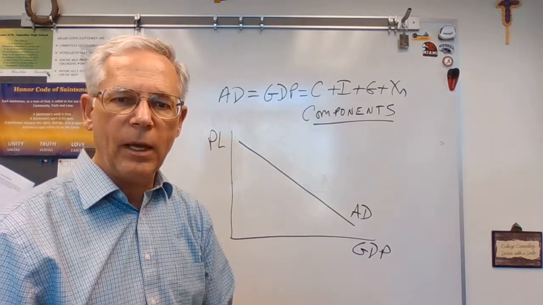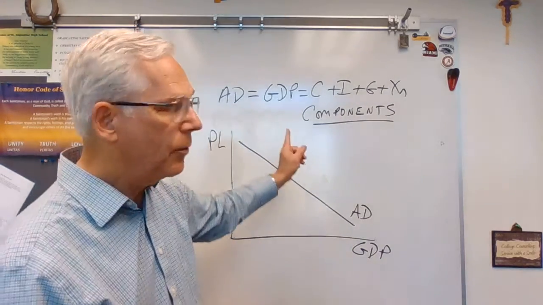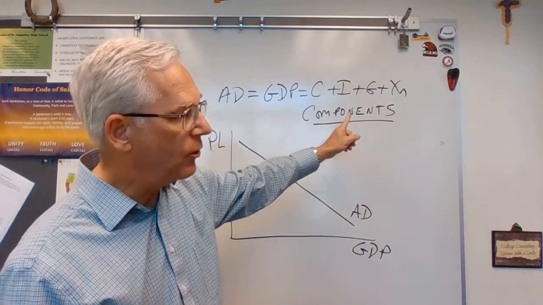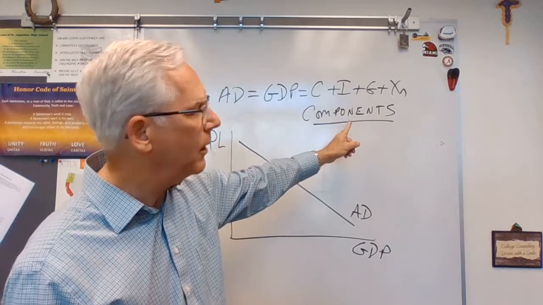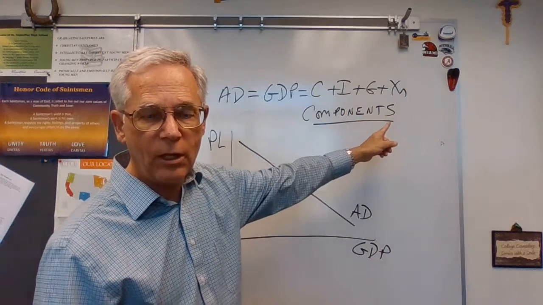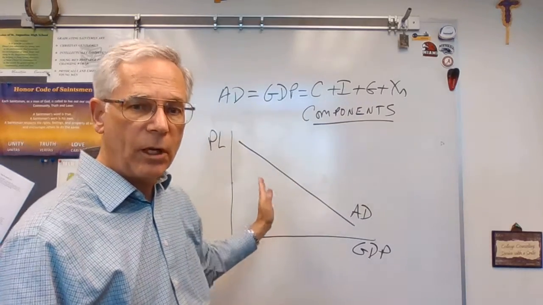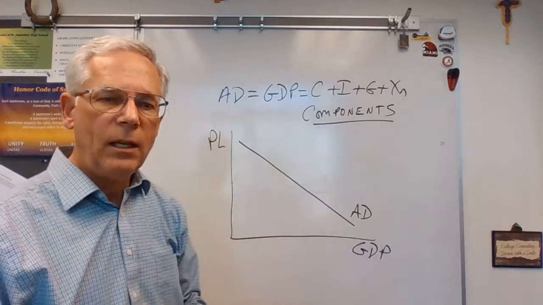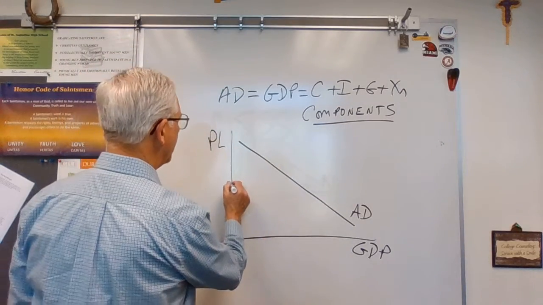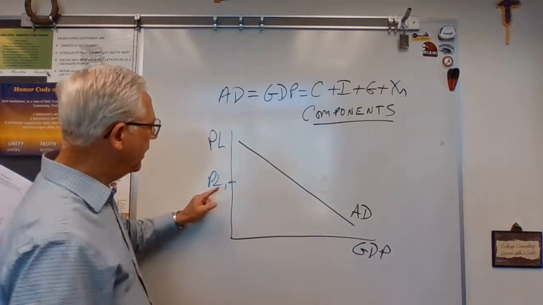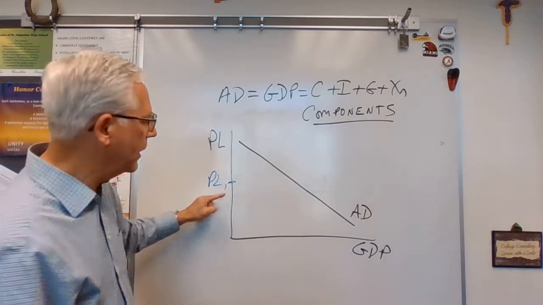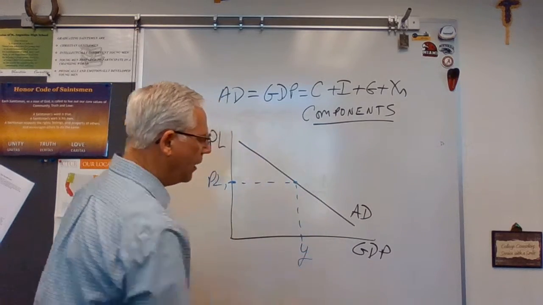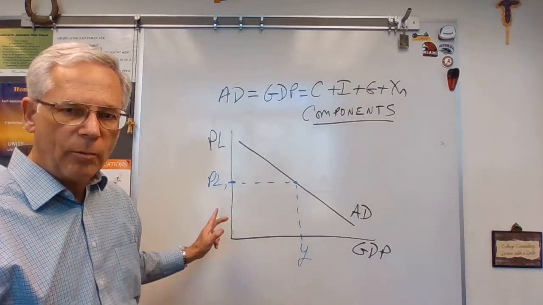The things that shift the demand curve are changes in the 4 components of GDP. If there's a change in consumer spending, a change in businessmen spending, investment spending, a change in government spending, or a change in export, foreign spending, then we're going to have a shift of the aggregate demand curve to the right or to the left. What we're saying is at the same price level, we're going to identify that as price level 1, PL1, that's the level of GDP that would normally occur.